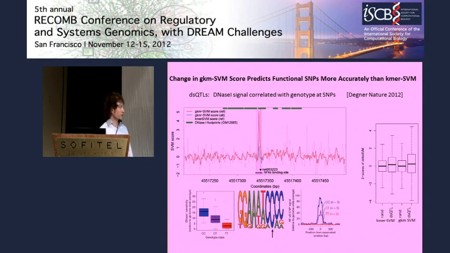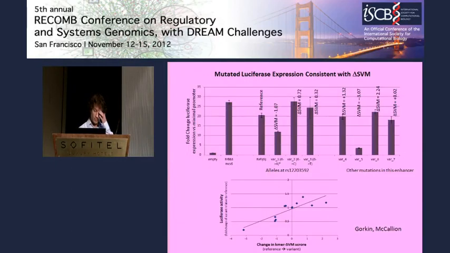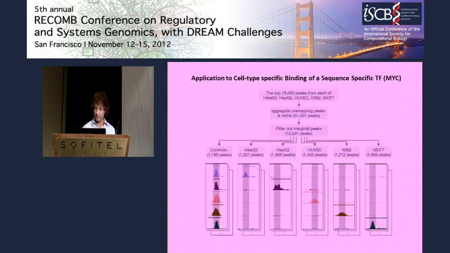And if we do this for the full set of DSQTLs, we get a much bigger change in the predicted SVM score than in random regions of the random SNPs. Further, we've shown that experiments validate that luciferase expression change is consistent with the predicted change in the SVM score. So this shows that the SVM scores that make a large negative change have much less luciferase expression.